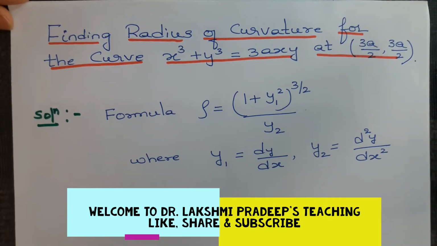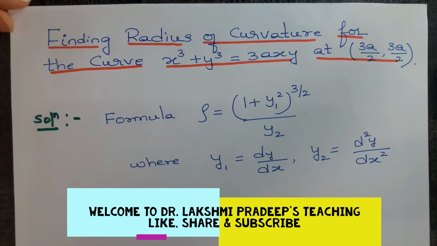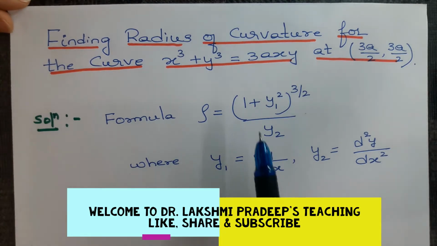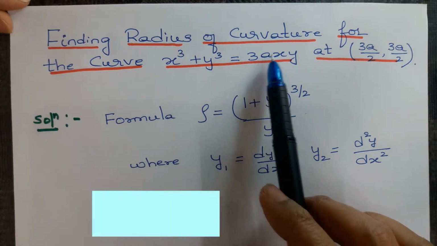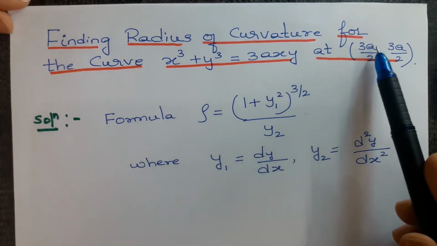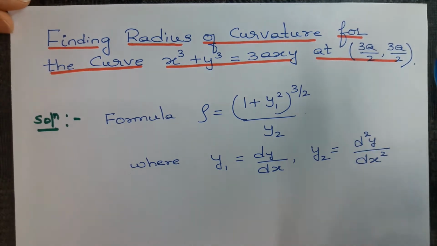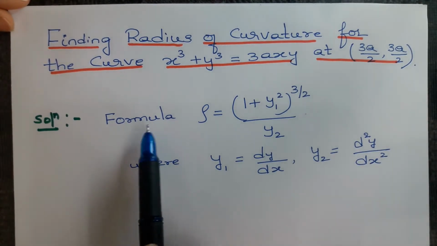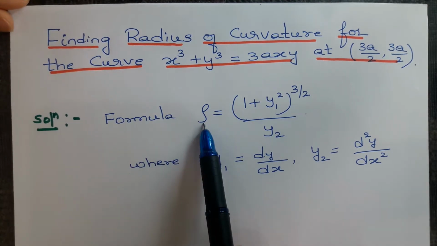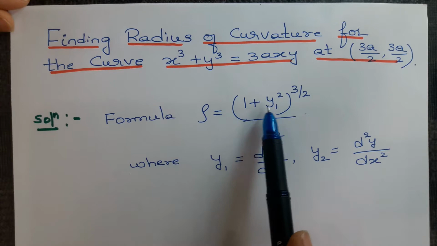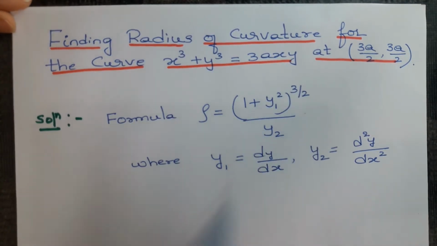Hello students, in today's video I am going to explain how to find the radius of curvature for the Cartesian curve x cube plus y cube is equal to 3axy at the point (3a/2, 3a/2). The formula to find the radius of curvature for a Cartesian curve is rho is equal to (1 plus y1 square) to the power of 3 by 2 divided by y2.